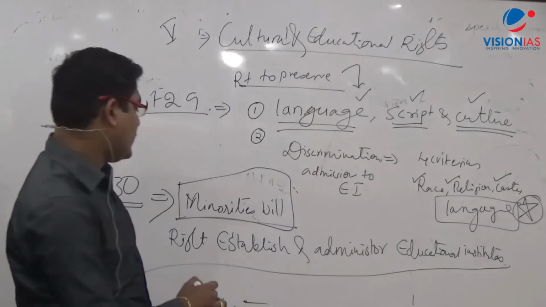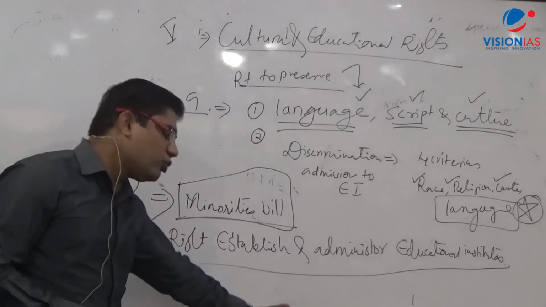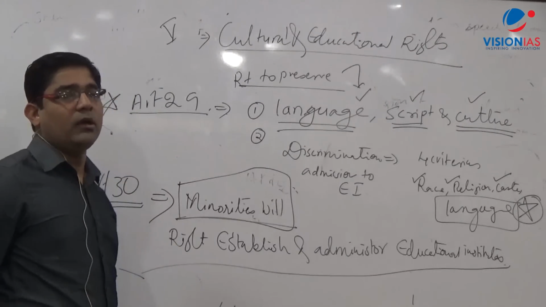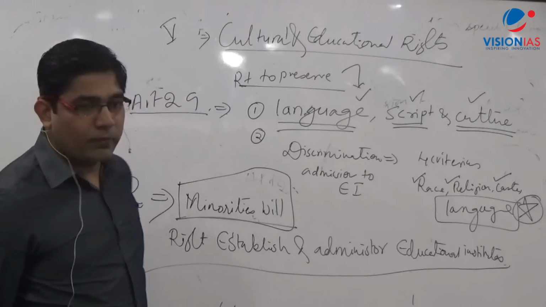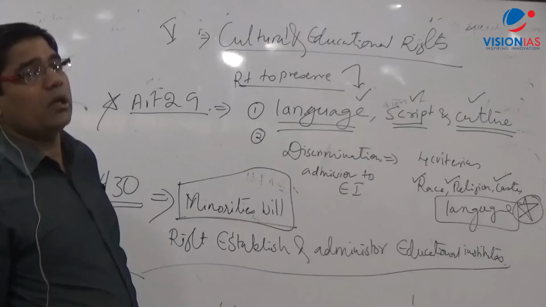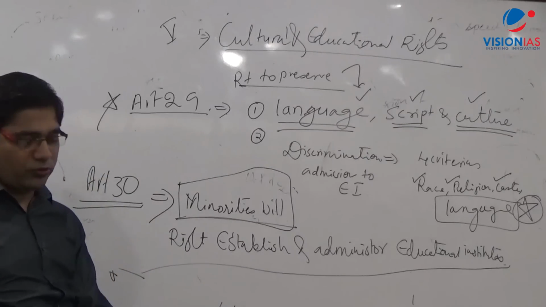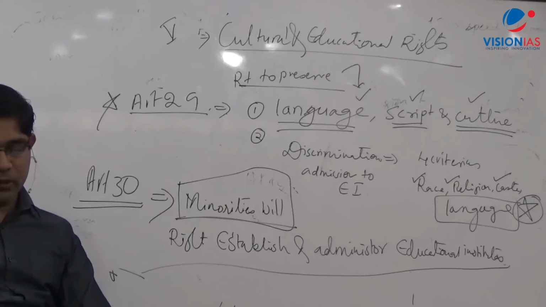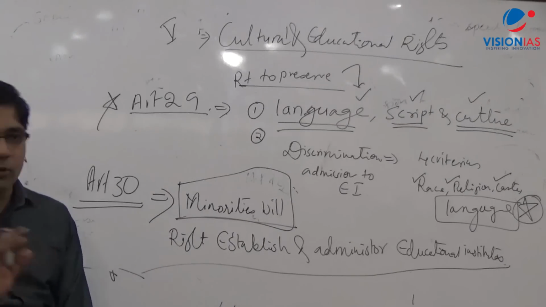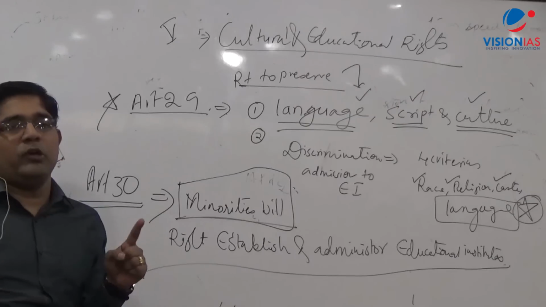Okay, establish and administer educational institutes. So it is completely the right of minorities to have an educational institute of their choice. Now, there is something related with the right to property. Otherwise, right to property is not a fundamental right, first point.